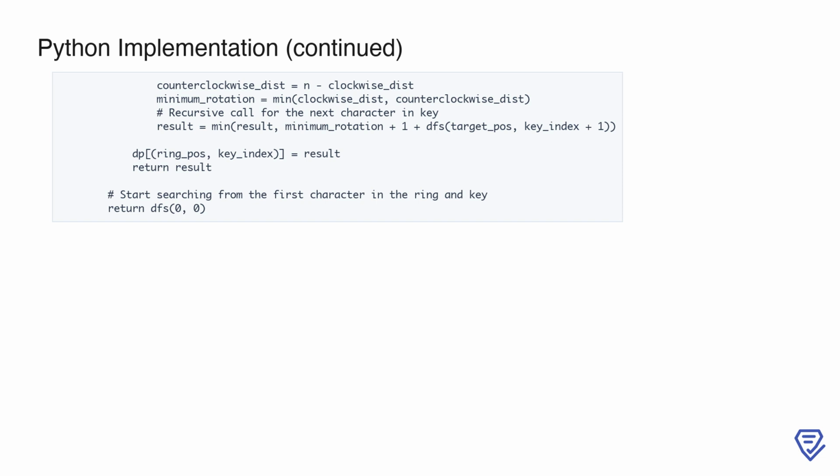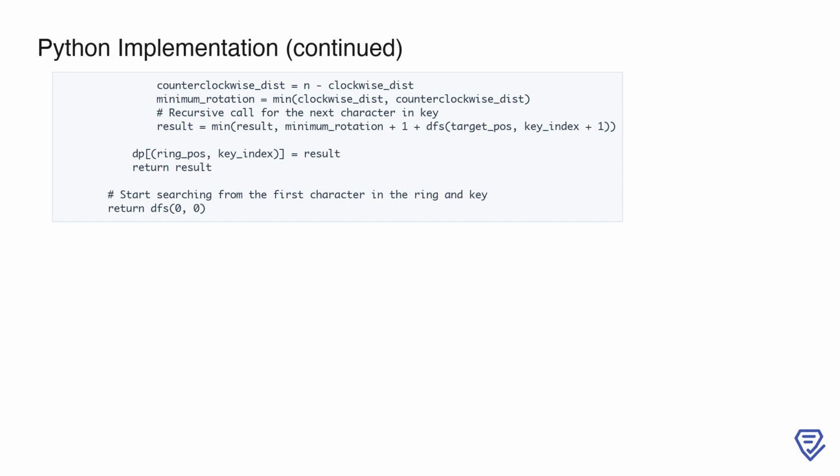The result for this path is updated to the minimum of its current value and the total steps calculated for this recursive branch. After iterating through all positions of the target character, we store the computed minimum result for the current state in the dp dictionary to reuse later if needed. Finally, we return the memoized result for this state.